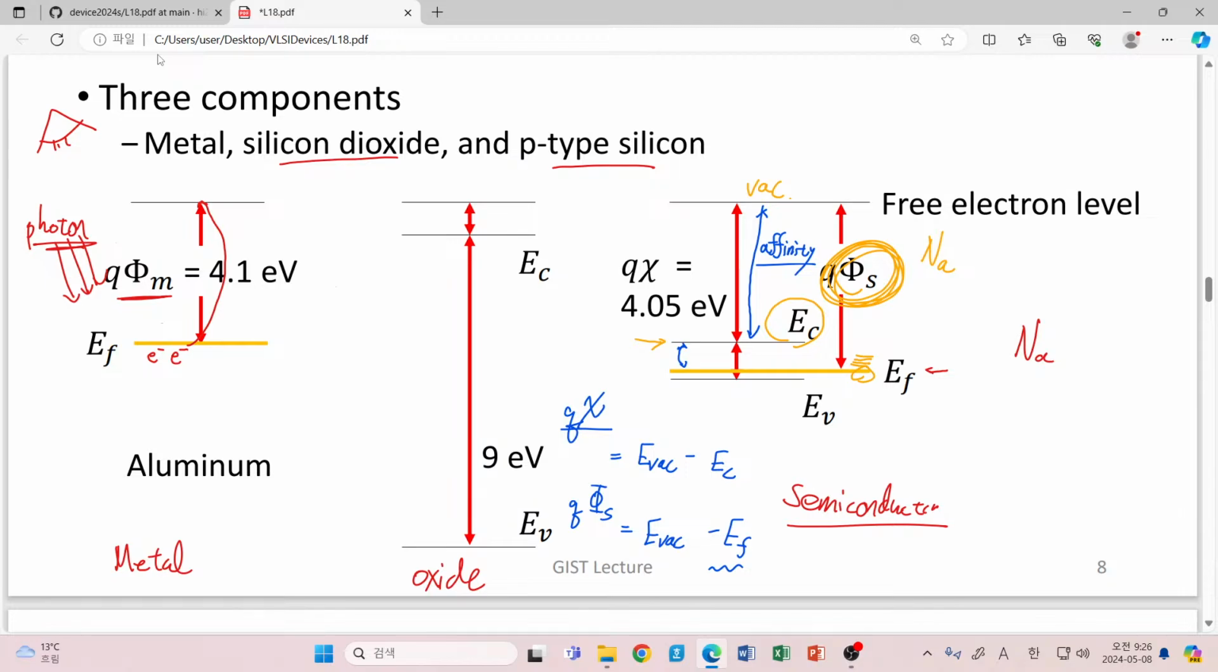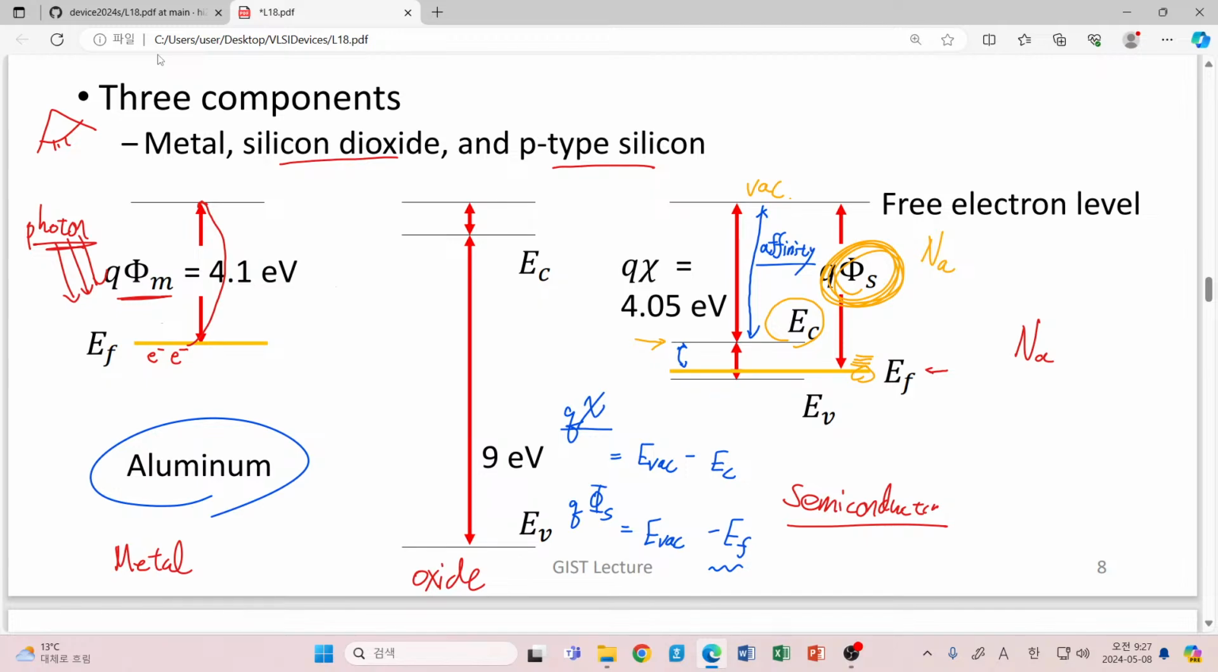So now you have two different quantities. Of course, both of them are trying to measure the energy between the vacuum level and a certain energy level, because one is for the conduction band minimum and one is for the Fermi level. They are different. Then the natural question is, how about this metal? Can we also define the affinity of this metal? Yes, we can also think about the affinity of a metal.